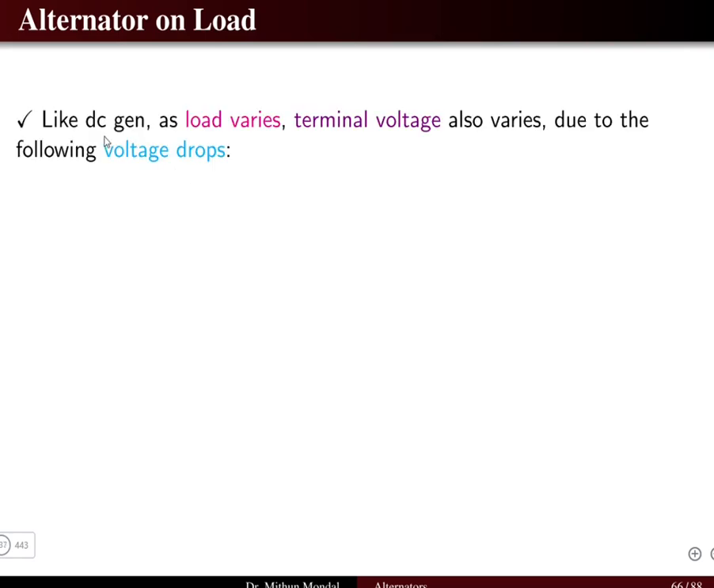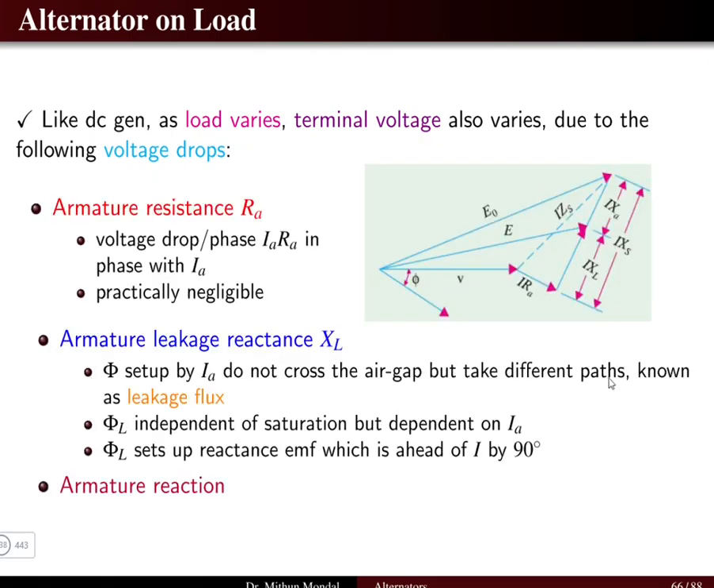So we have studied the DC generator. As in the DC generator, when the load varies, the terminal voltage will vary due to various voltage drops that are associated with the alternator. So what are the voltage drops that are there in the alternator that we are going to discuss? The voltage drop can be due to the armature resistance, due to the armature leakage reactance, and due to the armature reaction.